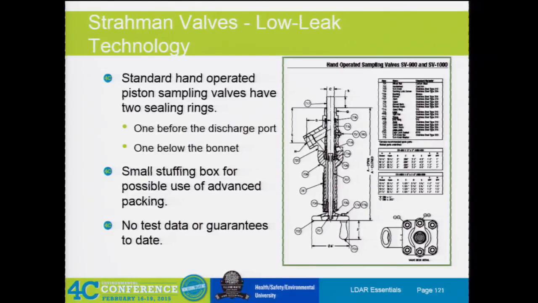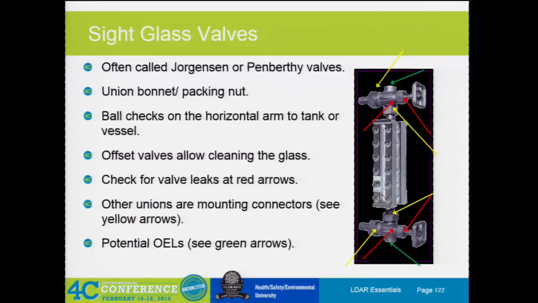Straumann valves have a hand operated piston, like I was saying, that goes down past that and causes a seat. You have a small stuffing box. No tester guarantees on those either. So for the most part it's going to be on your gate valves and stuff that we talked about earlier. Sight glass valves, I don't know what most people call these. You see them in the database as a Koch valve or a Jurgensen valve sometimes, often called a Jurgensen.